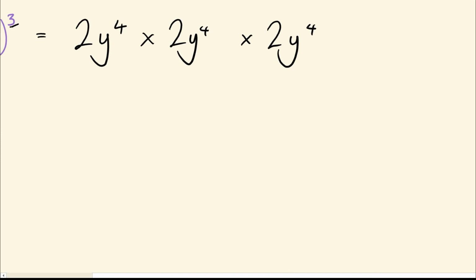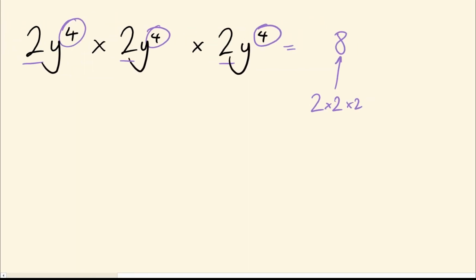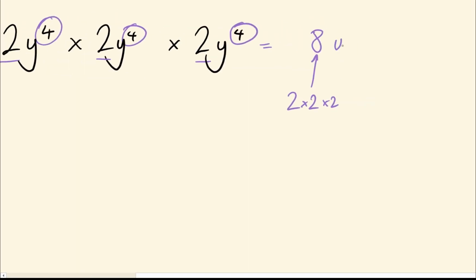Now we're going to work it out by using the same rules as before. We're going to times together our numbers and add our powers. So timesing together our numbers, we've got 2 times 2 times 2. 2 times 2 is 4, times 2 again is 8. So 2 times 2 times 2 gives us 8. Next, we want to add our powers. So we have 4 plus 4 plus 4. 4 plus 4 is 8, add another 4 is 12. So it's going to be 8y to the power 12. And that's pretty much it.